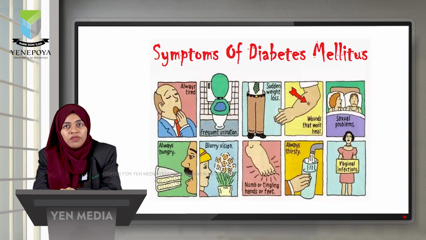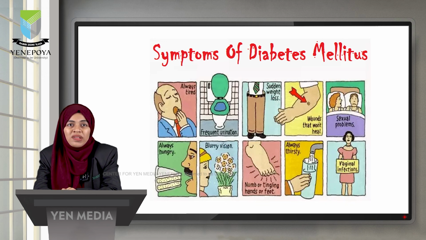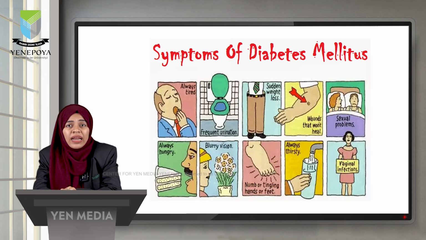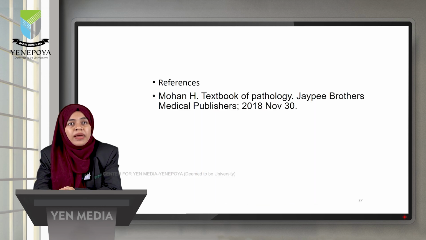Next come the symptoms of diabetes mellitus. People who are diabetic are always tired, have frequent urination, sudden weight loss, wounds that will not heal, and sexual problems. A person with diabetes will be always hungry, with blurry vision, numbness in the legs, always thirsty, and vaginal infections. So these are my references.